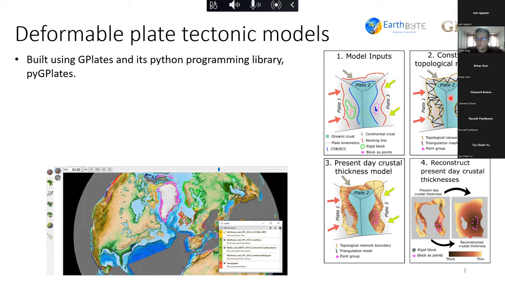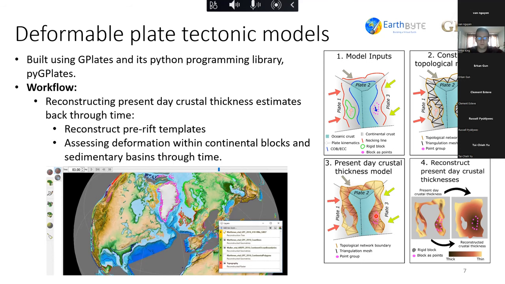What this does is create a triangulation mesh, as shown right here. This triangulation mesh is really important because it allows us to measure how strain rate evolves within the model throughout geological time. This is subjected to the plates that are moving around the boundaries and also the independent continental blocks that are able to move within the mesh. This is really advantageous because once we have a way of measuring how strain rate evolves within these models, we can input a present-day crustal thickness model, as shown in panel three here, and we can reconstruct this model back through time.